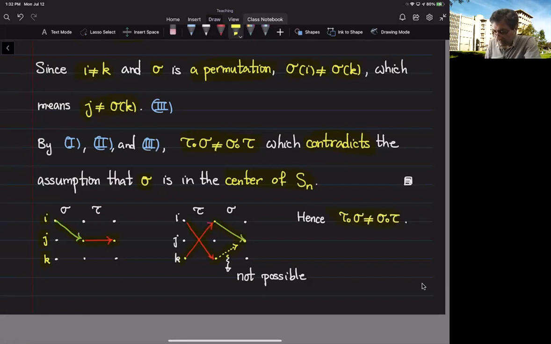So this kind of pictorial understanding of permutations is quite important, quite useful, and we will come back to this later.